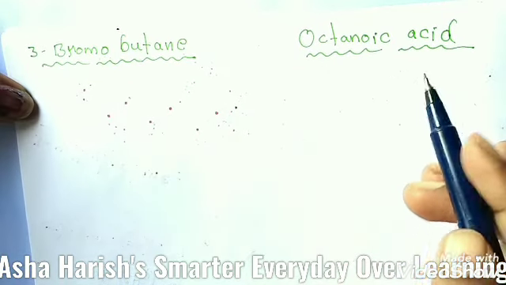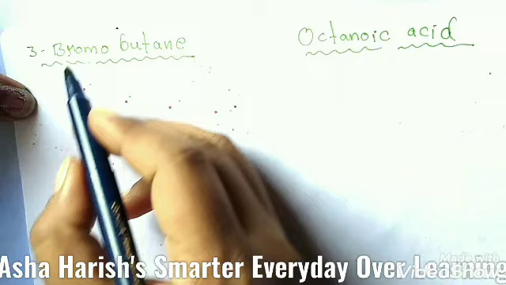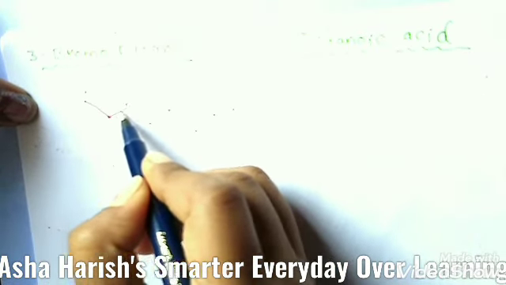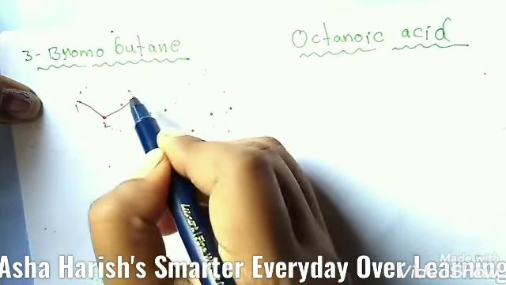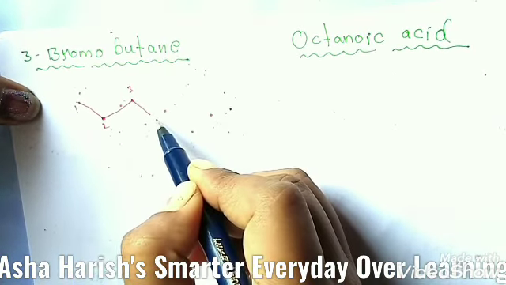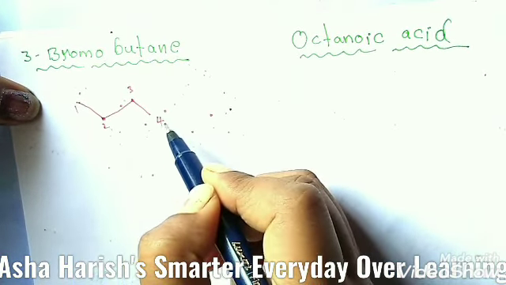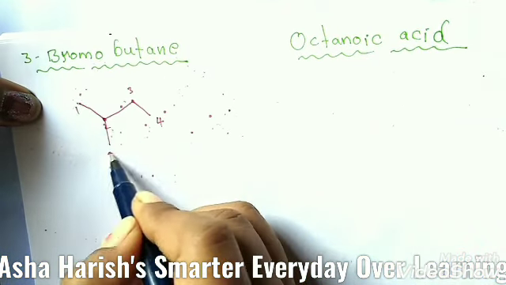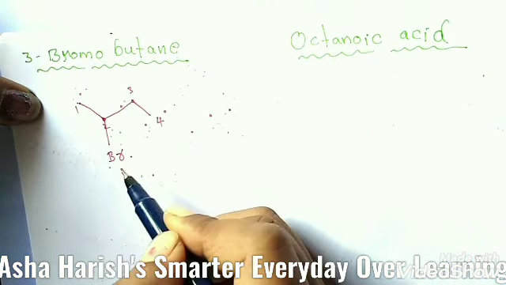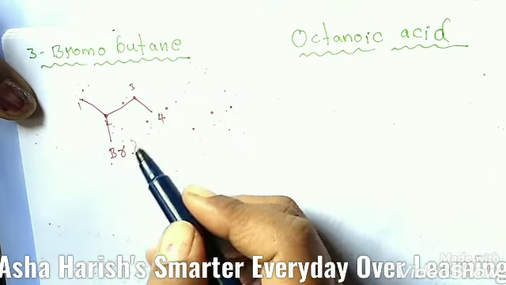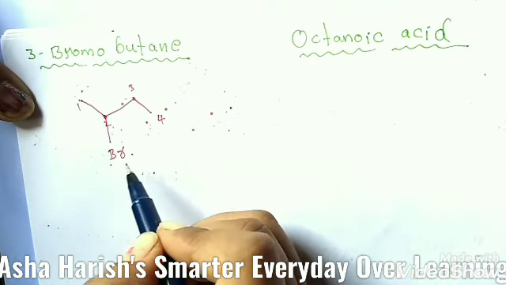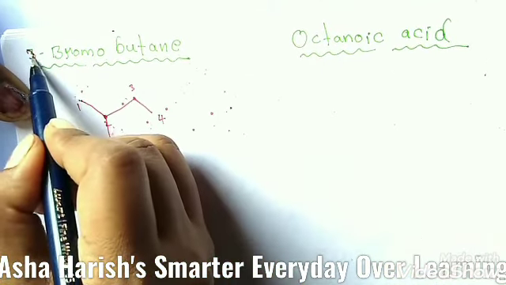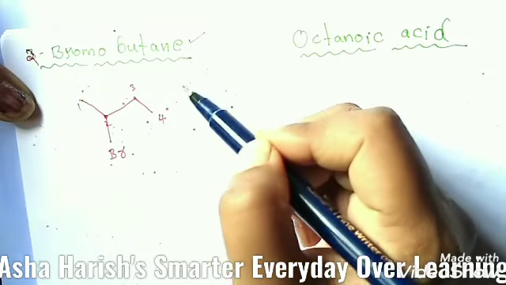I'm going to draw the bond line structural formulae for this 3-bromobutane like this. Here 1 carbon, second carbon, third carbon, and here the 4th carbon. At the second carbon there is a bromine substituent, and since bromine is located at the second carbon, it is known as 2-bromobutane.